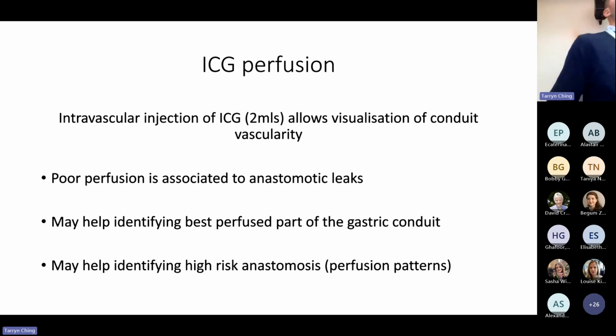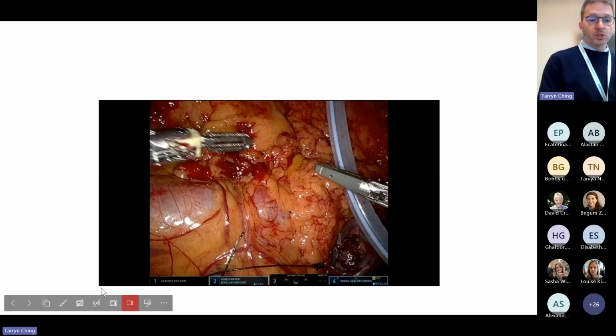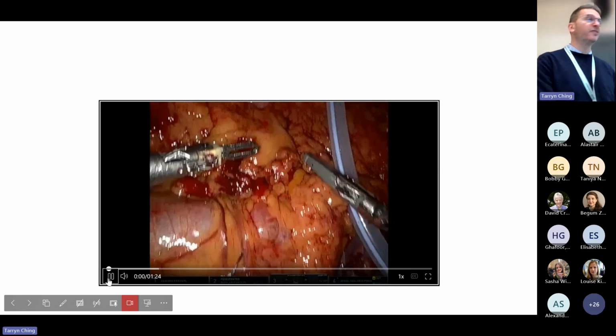So this is actually a very interesting aspect of ICG, because it's not just seeing a vessel filling up with green or the stomach turning green, it is also the physiology of the conduit that makes a difference, in terms of the speed of filling and the emptying. And I'll show you videos, short clips of ICG perfusion.